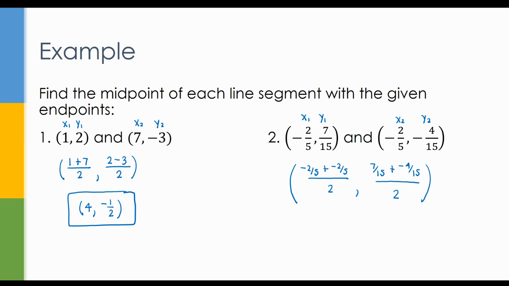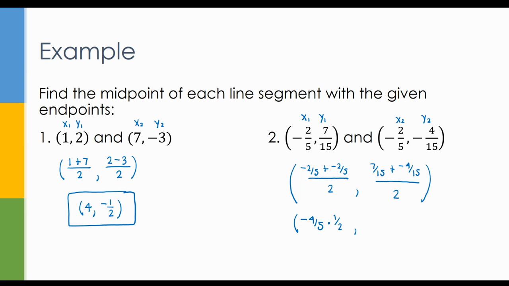All right, because we're dealing with fractions, the nice thing is that they have the same denominator. So I'm going to be able to combine that into -4/5. And then I know that I'm going to be dividing by 2, which is the same thing as multiplying by the reciprocal. So the reciprocal of 2 is 1/2. Same idea with the y's.